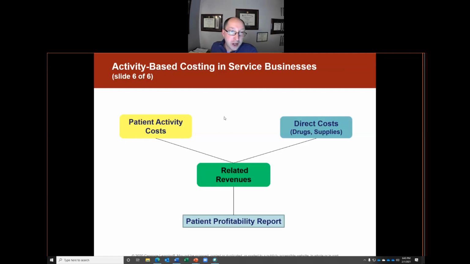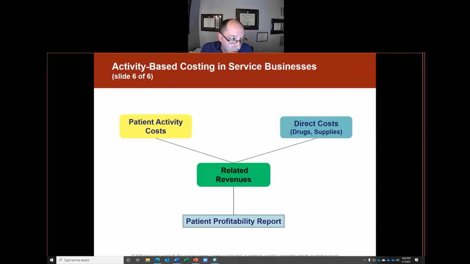So you take your patient activity costs and your direct costs, get to your related revenue to get your patient profitability report. You know that hospitals are very profitable, right? Okay, that's why they exist. That's why there's a lot of them. Okay, so the way it works, your patient activity costs, that's your activity-based costs, so we just talked about. Then you have your direct costs. Think direct labor, direct materials. Direct, so it'll be drug supplies is your direct materials, all right? And then, of course, the supplies that the hospital is using.